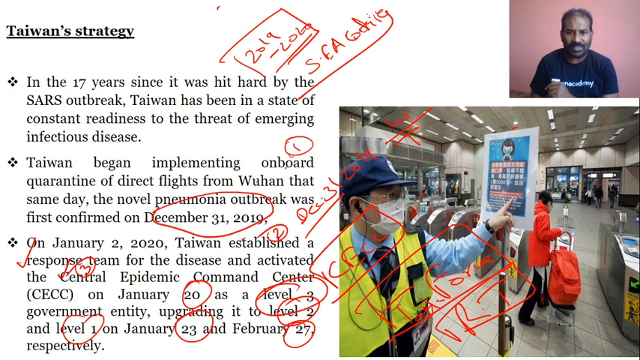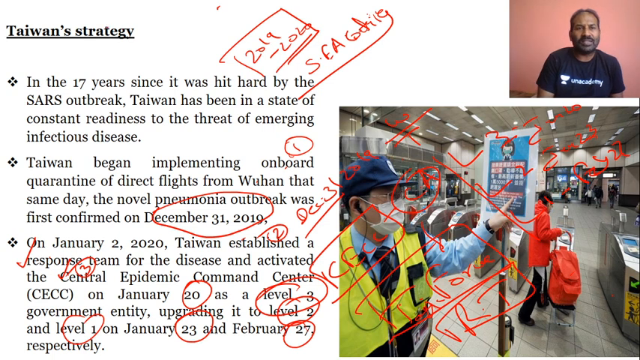So look at it, at different levels they have come up with a Central Epidemic Command Center. This is a command center, or you can call it a central agency, or else a task force kind of thing. And then they have come up with different levels, level 3, level 2 and level 1. Level 3 right from January 20, and then immediately level 2 after 3 days, January 23, and then again February 27. So why are we talking about this level? These are the strategies Taiwan has taken into consideration, to see how effectively they can break the transmission of the virus, that is COVID-19.